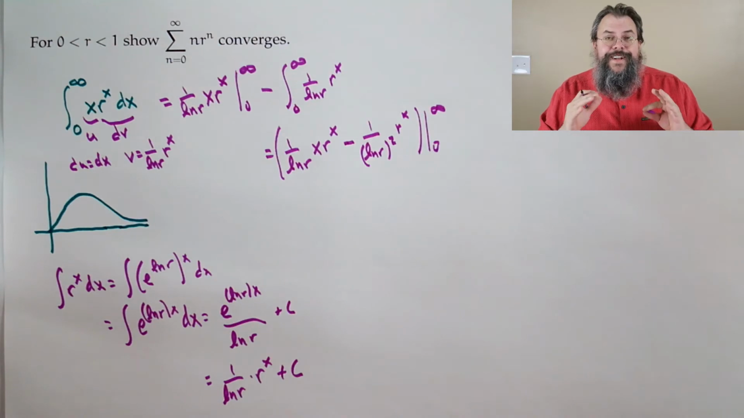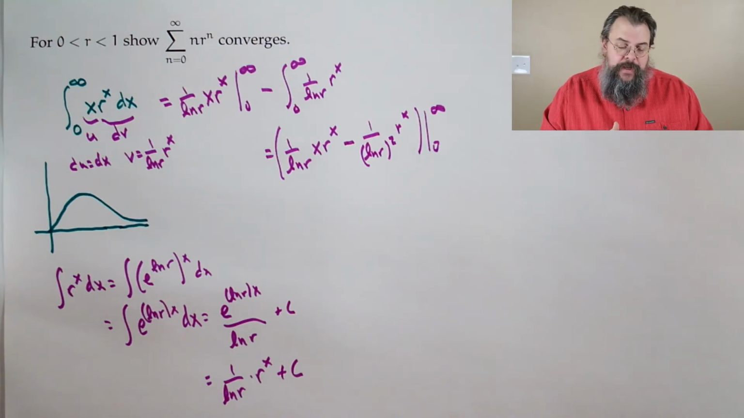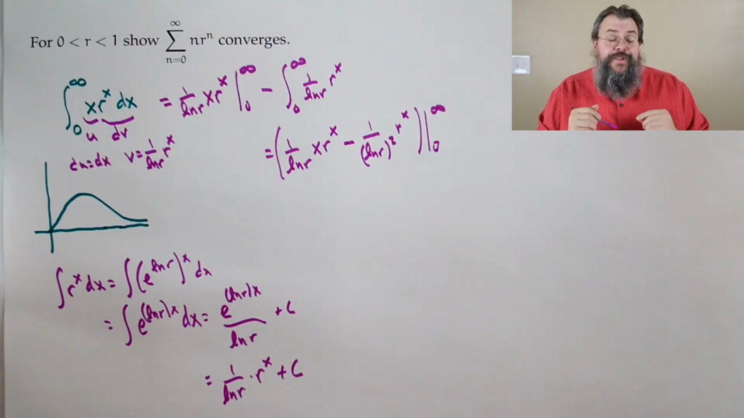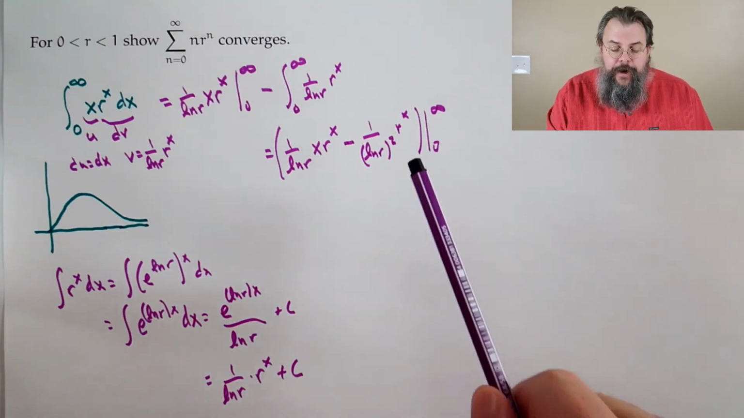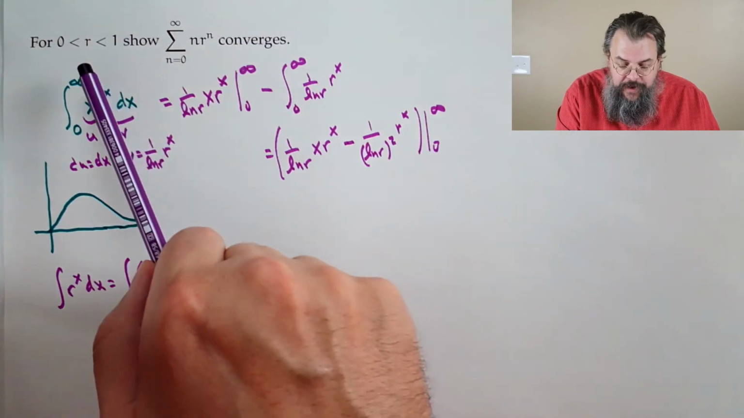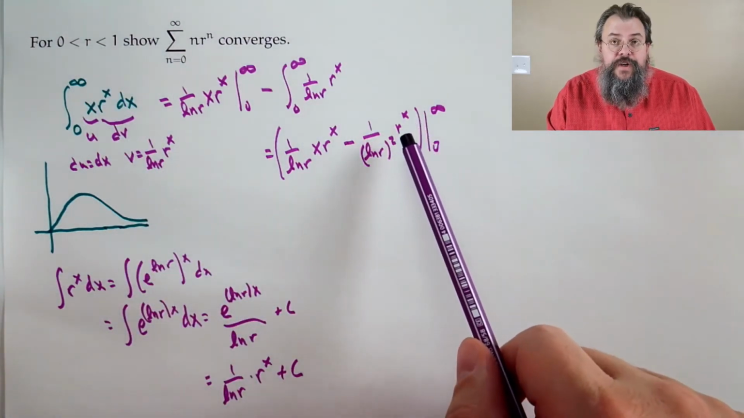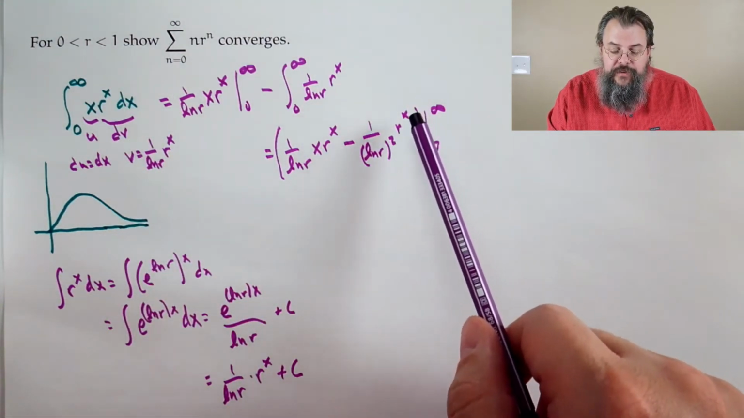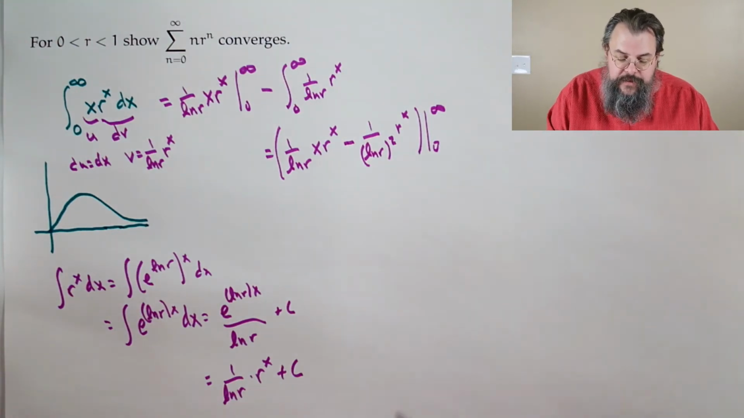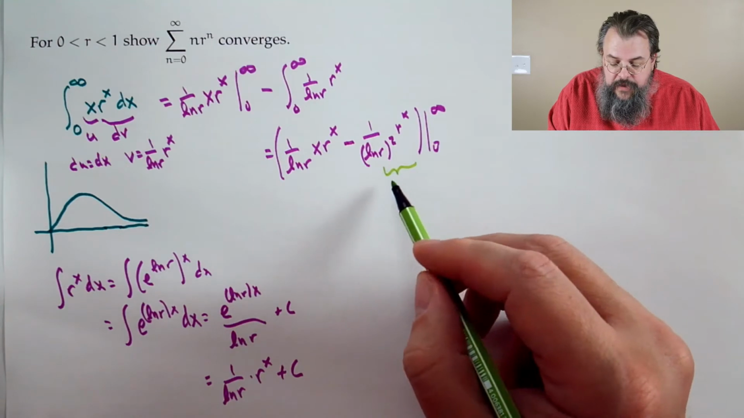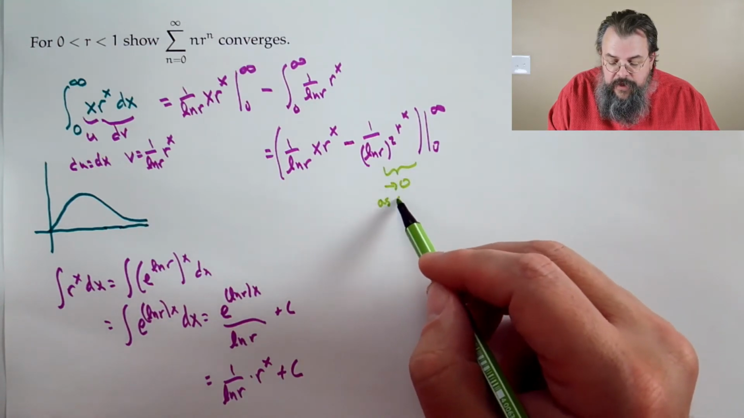That's the real question: infinity. What happens as we go to infinity? Well, r is small. When we raise it to a large number, r to infinity goes to 0. So we say, aha, this part here goes to 0 as we go to infinity.